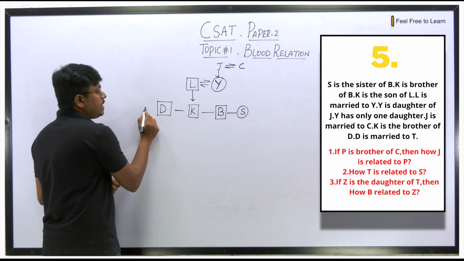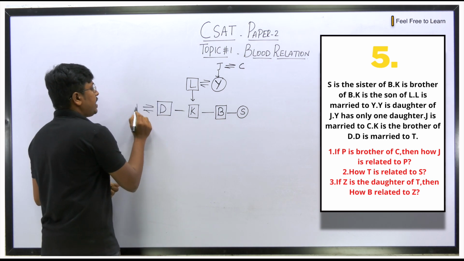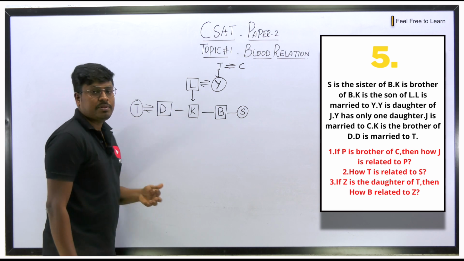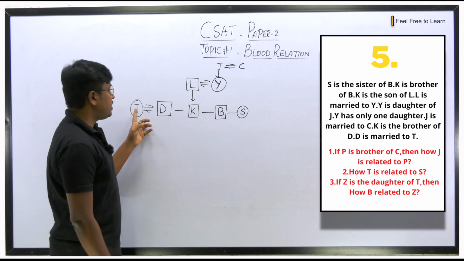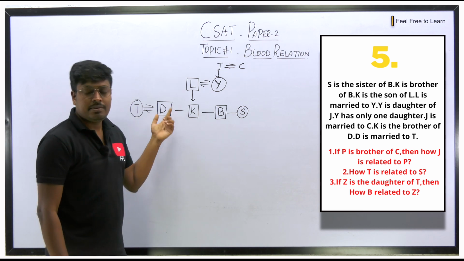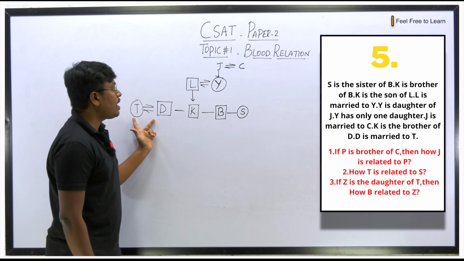So if the person D is married to T, then we can say that T will be the female person, because we already know that D is a male person. So now D is married to T. So T will be the female person. Both are a married couple.